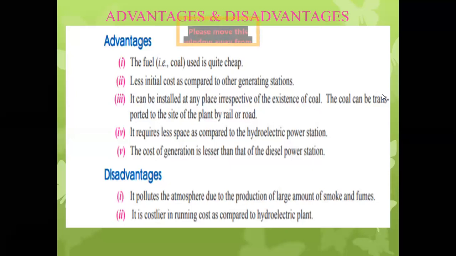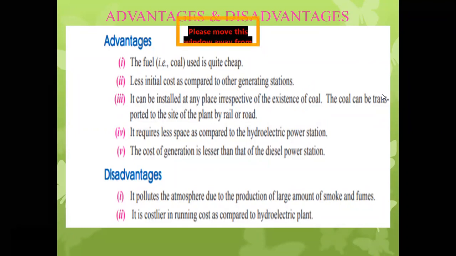As we have seen in the case of the hydroelectric power plant, it requires thousands of crores for installation, in order to construct the dam or reservoir, put in the various barriers and gates, and construct the penstock and powerhouse. We require so much money. But in the case of the steam power station, the cost of the dam and all that can be reduced, so the result is less initial cost as compared to other generating stations.